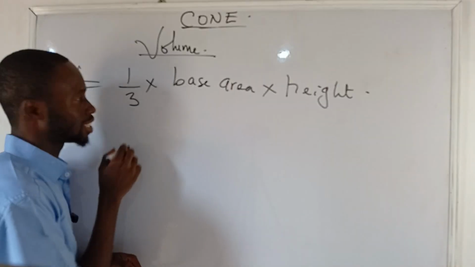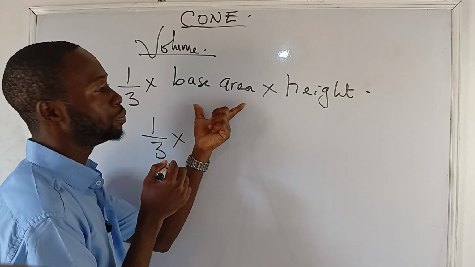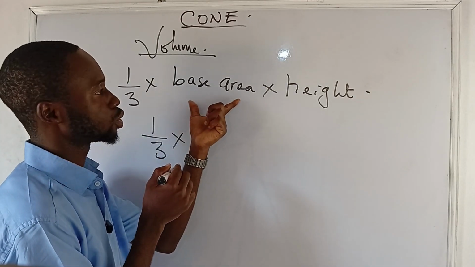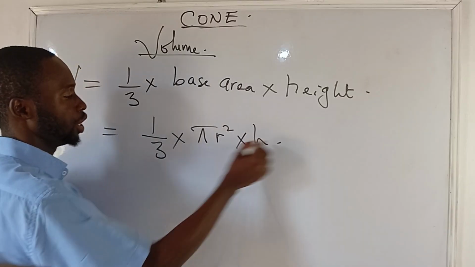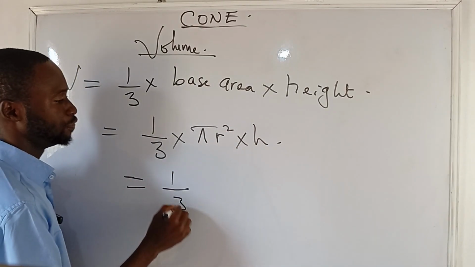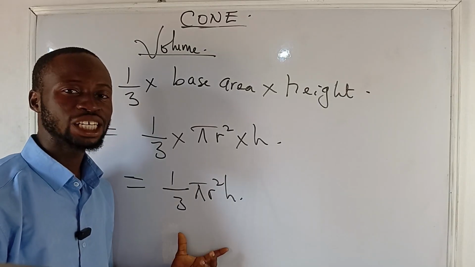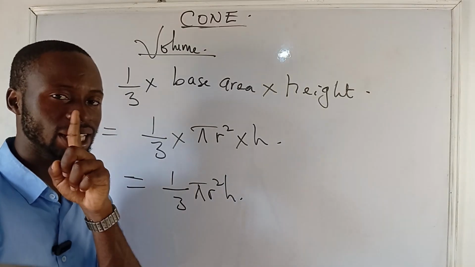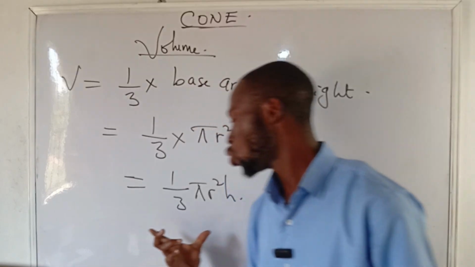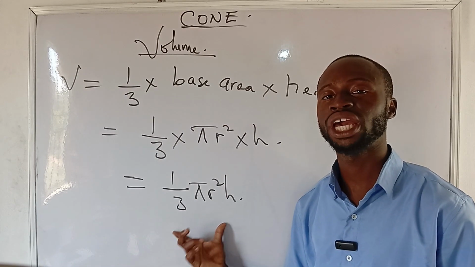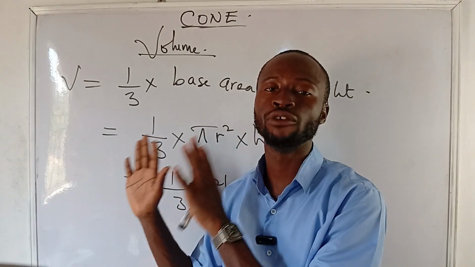So what that means is that we are going to have 1 over 3 times the area of the base of a cone, which is a circle. The area of a circle is pi R squared, and our height is H. Therefore, the volume of a cone is 1 over 3 pi R squared H. That basically implies that the volume of a pyramid is also 1 over 3 pi R squared H, because they are in the same family of shape.